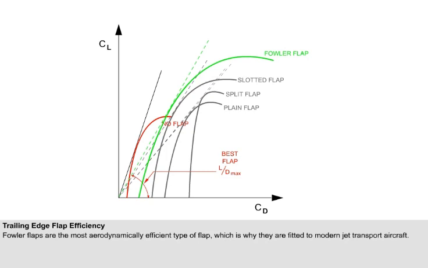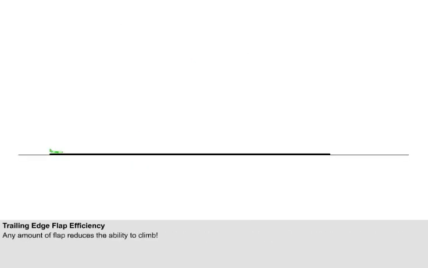Does an understanding of reduced L/D max with flaps down have a practical application? Yes. It is a very important takeoff climb consideration. We have learned that the use of about 15 degrees of flap reduces the takeoff run. That's why flaps are fitted. But any amount of flap reduces the ability to climb.